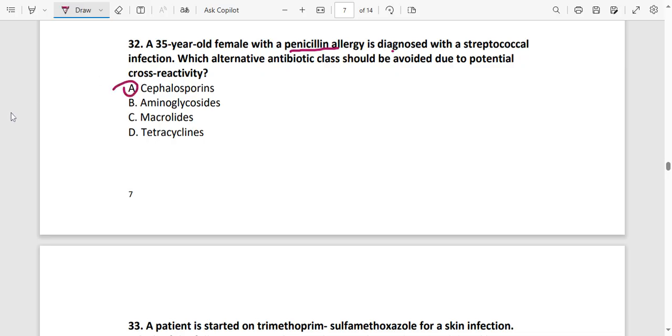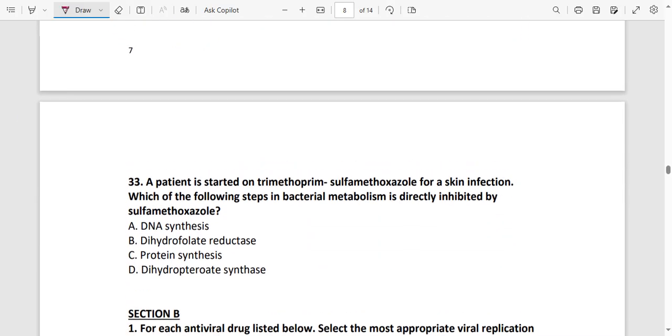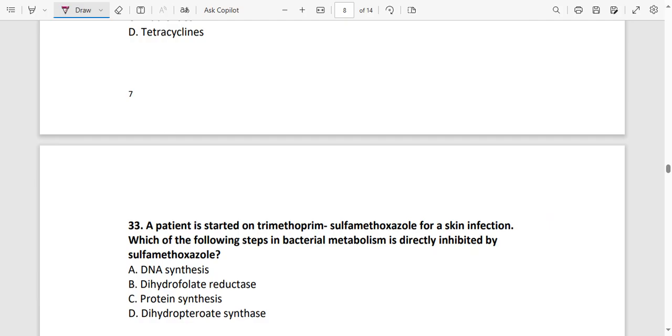And then our last question. A patient is started on trimethoprim-sulfamethoxazole for skin infection. Which of the following steps in the bacterial metabolism is directly inhibited by sulfamethoxazole? Let me mention again.